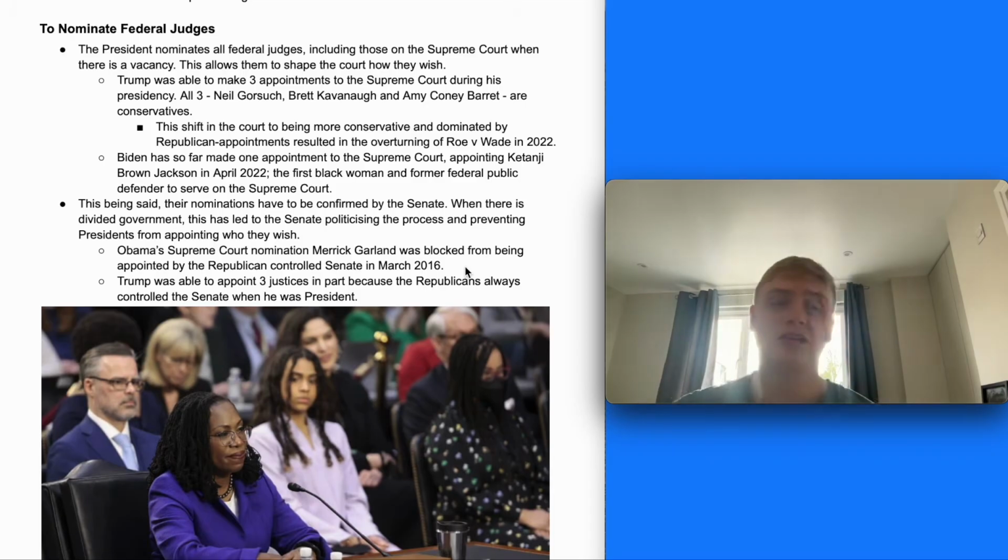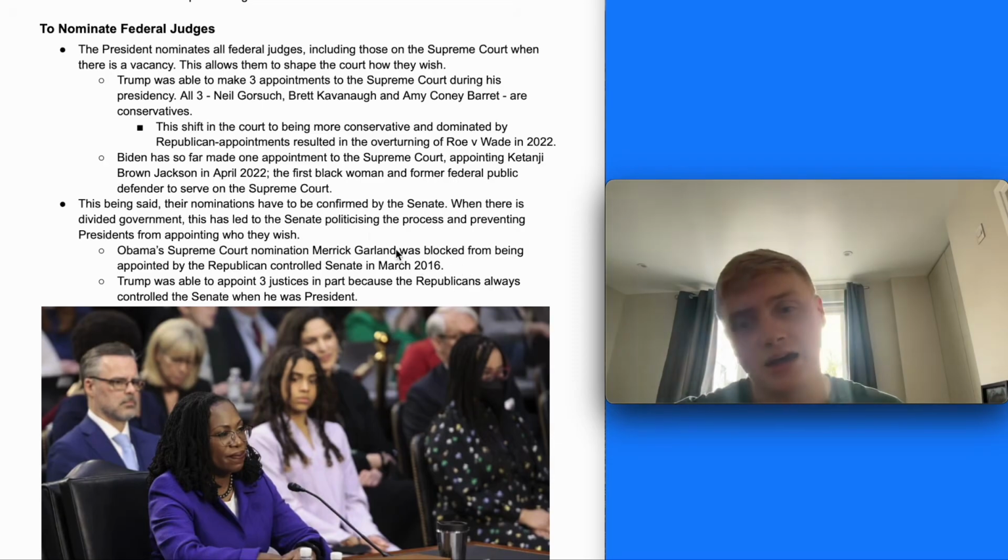The president also has the power to nominate federal judges, which is a really important power, particularly those to the Supreme Court when there's a vacancy. This allows them to shape the court how they wish. So Trump was able to make 3 appointments, Gorsuch, Kavanaugh, and Amy Coney Barrett, all of whom are conservatives, and this resulted in the shift of the court overall in a conservative direction and some really important decisions, such as the overturning of Roe v. Wade in 2022. Biden has so far made 1 appointment, Ketanji Brown Jackson in April 2022, the first black woman and former federal public defender to serve on the Supreme Court.